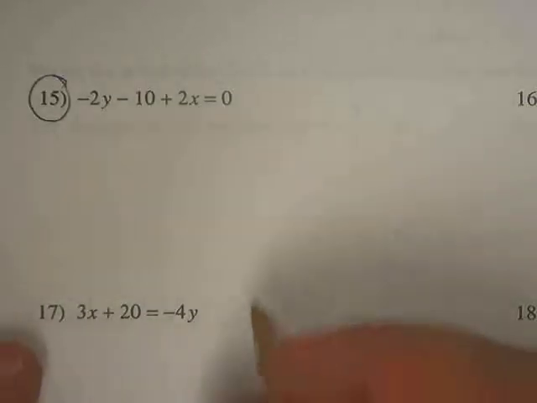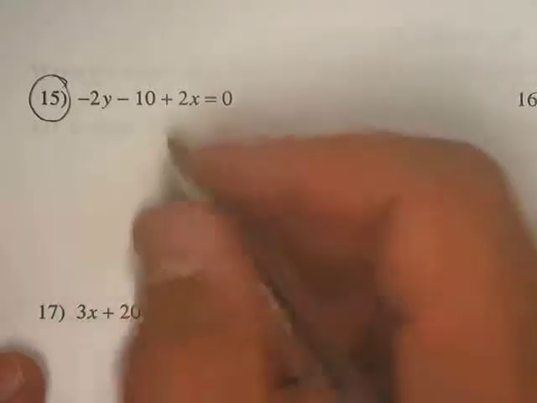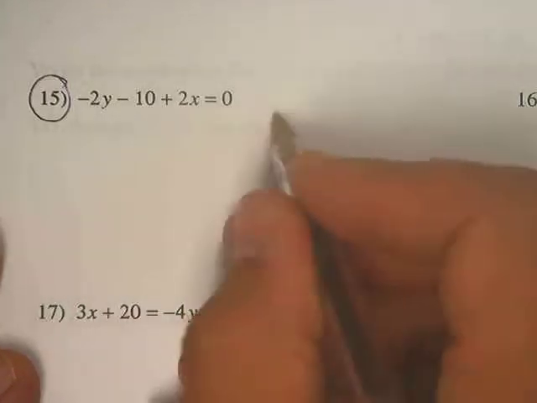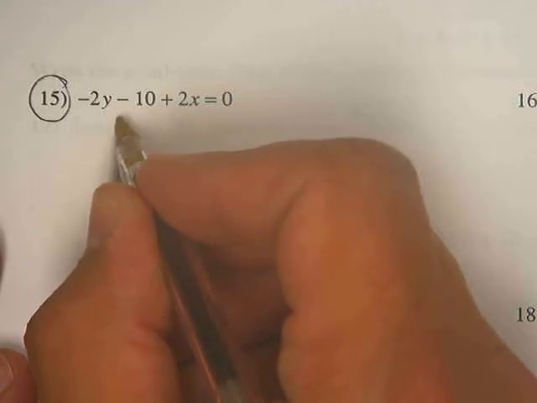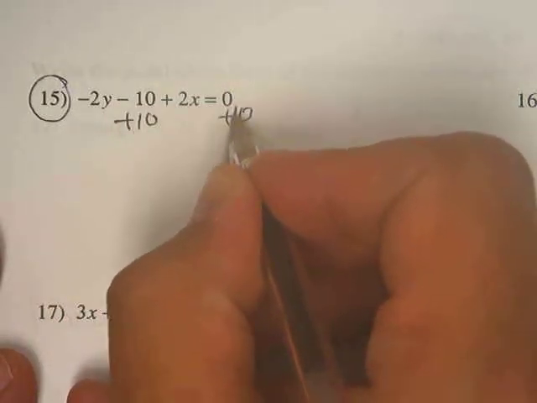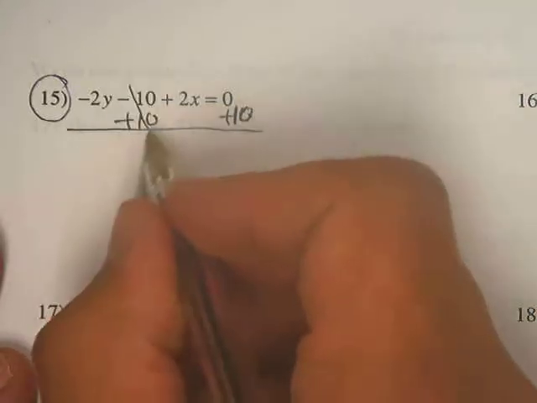All right, flip the page. Let's look at number 15. 15, everything is on the same side. So I want to move everything except for the y's to the right side. So I'm going to move the 10 first. That's a negative 10 or minus 10, so I'm going to do the opposite. I'm going to add 10 to each side first.